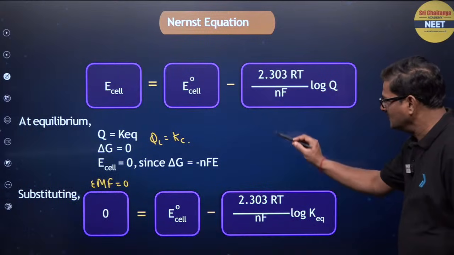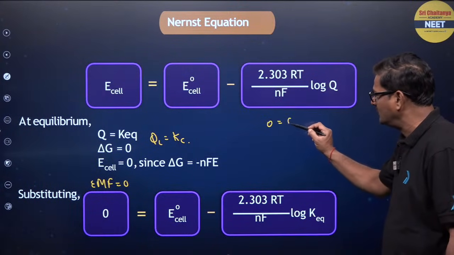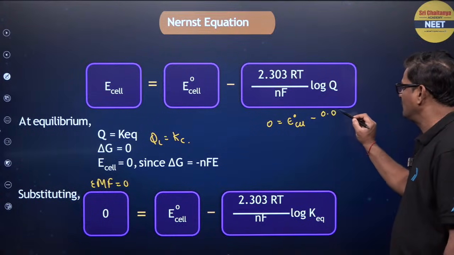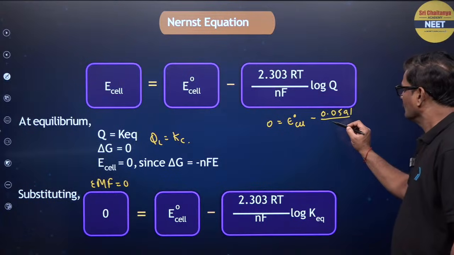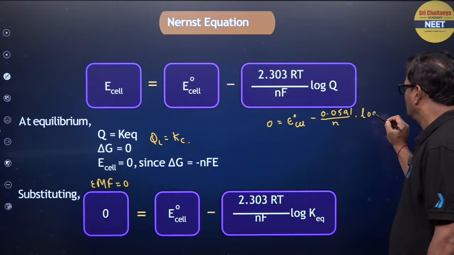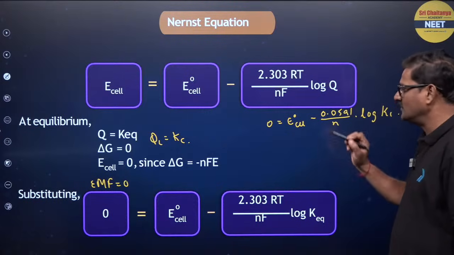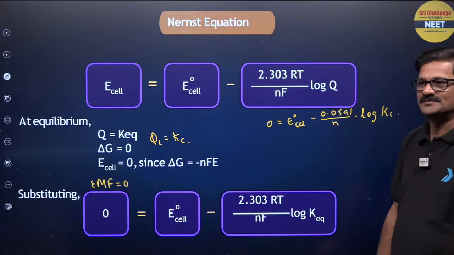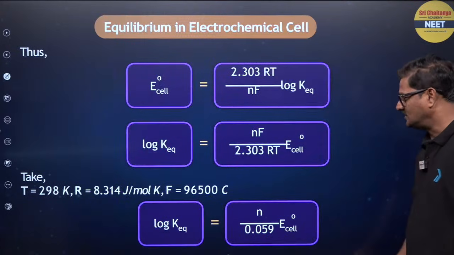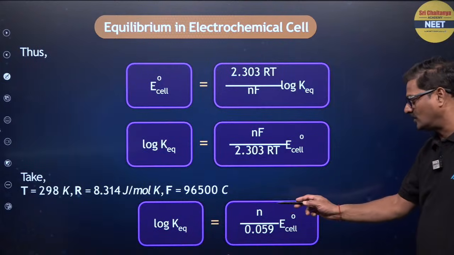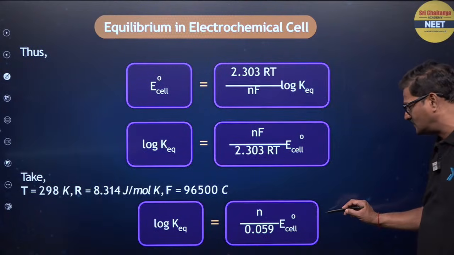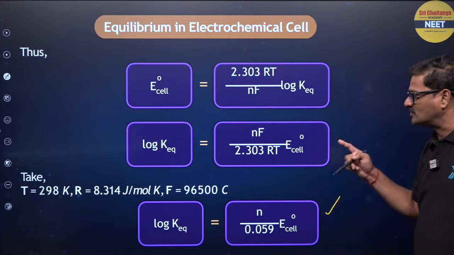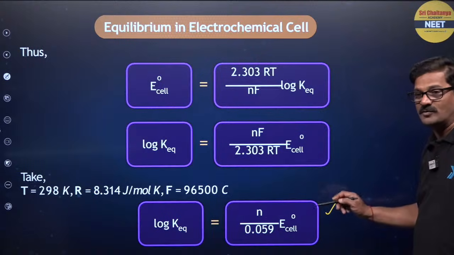Now you can see here, for our galvanic cell, 0 is equal to E naught cell minus 0.0591 by n log Kc. So at equilibrium, you can calculate log Kc. Now the other way, log Kc is equal to n by 0.0591 times E naught cell. This is very important. Directly you can use this formula to solve the questions from the NCERT. This is a very important formula.